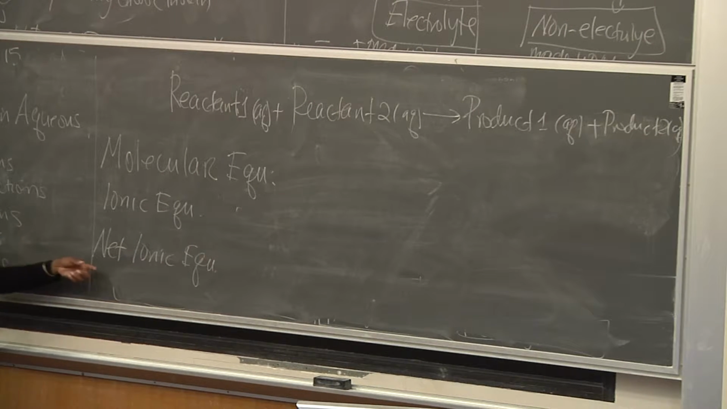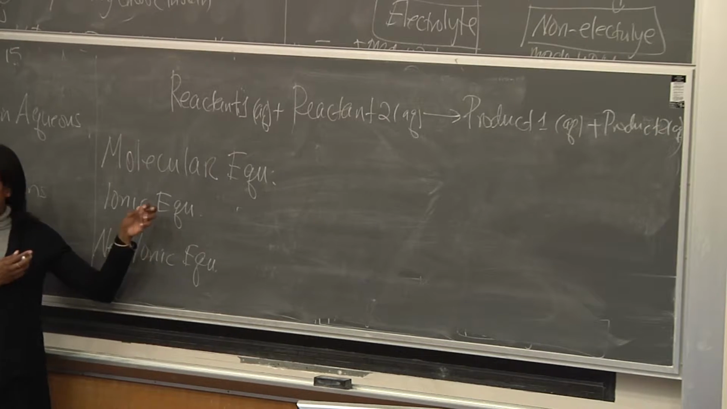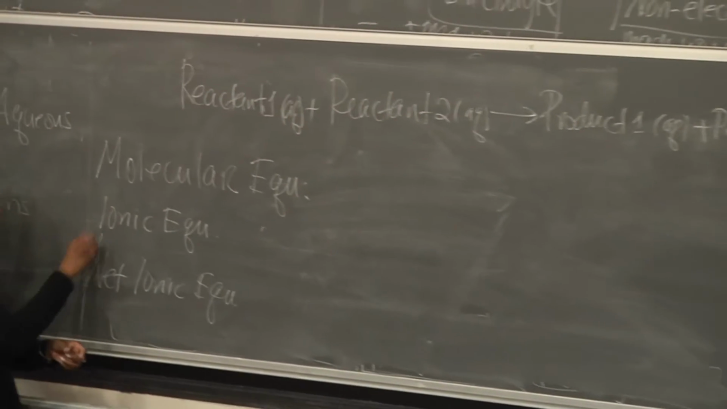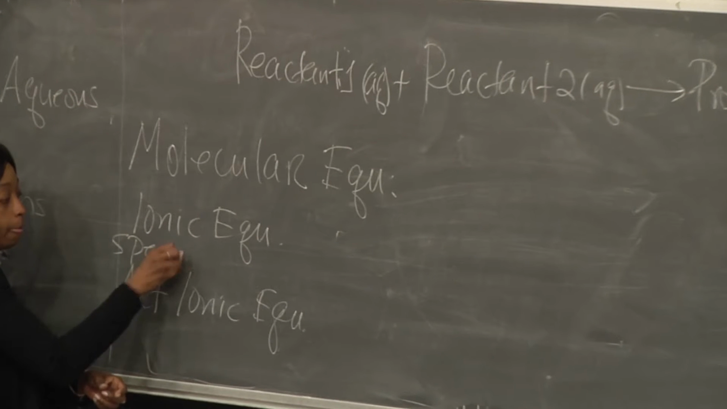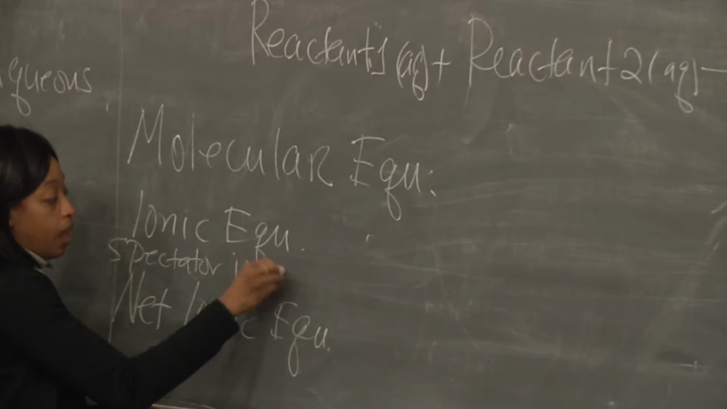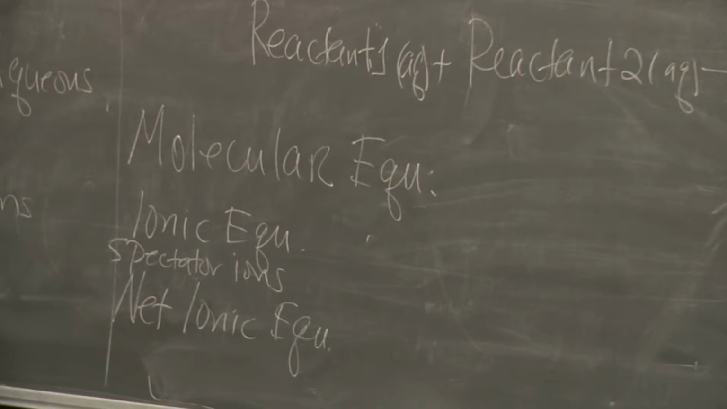And then the net ionic means that you've parsed out what are called spectator ions. And once you cancel out the spectator ions, what remains is your net ionic equation.